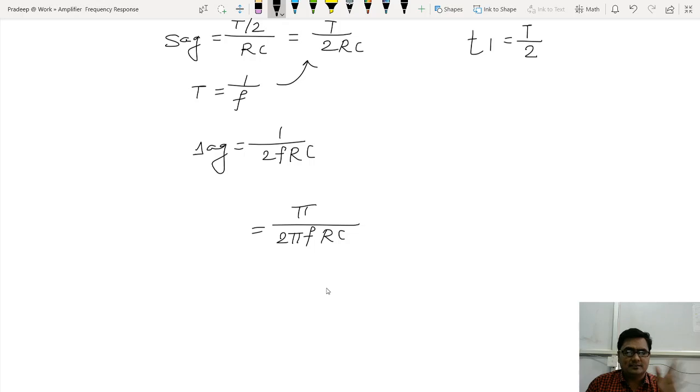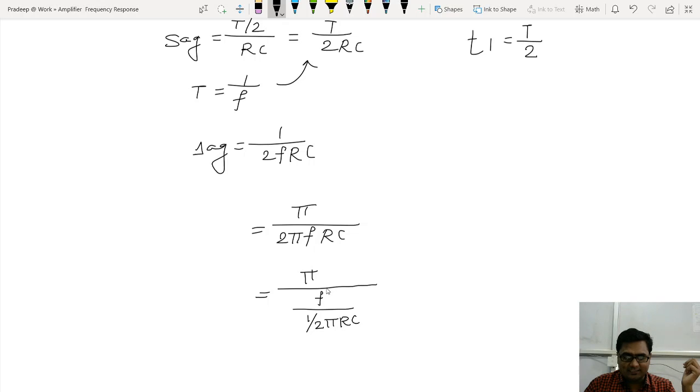See, pi will get cancelled and the equation will remain the same. Now see, let me rearrange this again. Now that is important. Now look at this: pi divided by, see what I am doing. Look here at what I am doing: f divided by 1 divided by 2 pi RC.